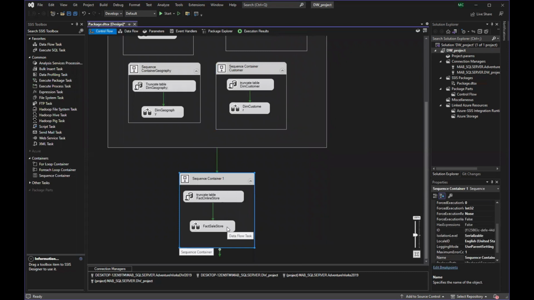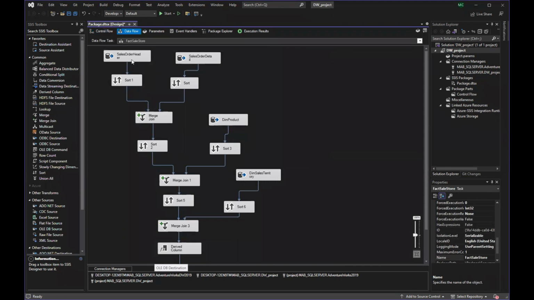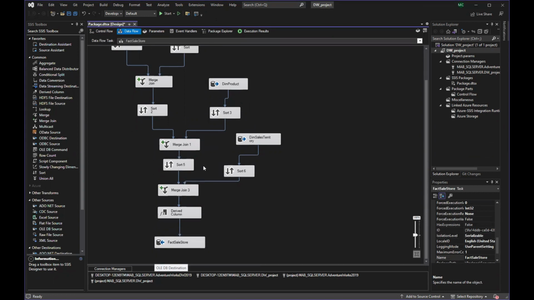FactSales is combined from two tables, SalesOrderHeader and SalesOrderDetail. So we have to get a key from the dimension tables. I chose DimProduct and DimSalesTerritory. For the other dimension tables like DimDate and DimCustomer, I didn't extract the keys from them because I just connected them in Power BI by their original ID.